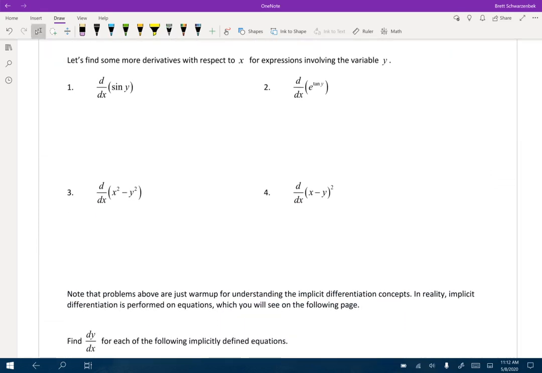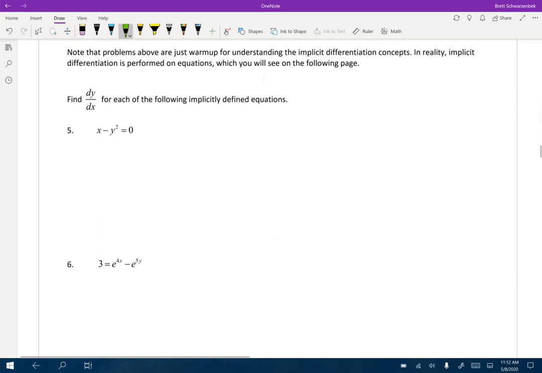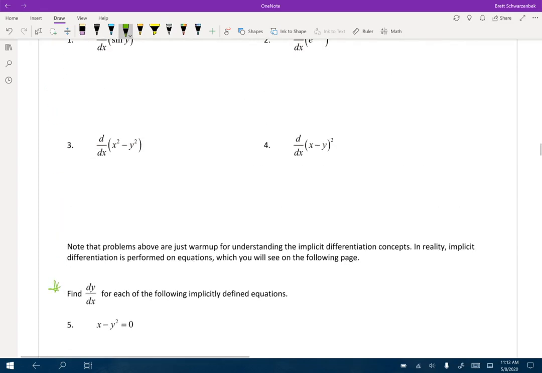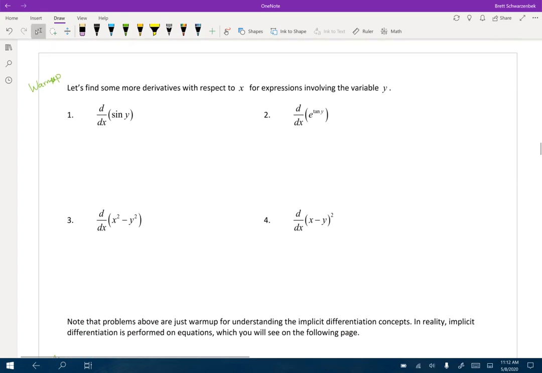Okay, so for 1 through 4, you're never going to be asked to do problems exactly like 1 through 4. I call this sort of a warm-up exercise. So what does that mean? I am going to warm you up to using implicit differentiation, but then after that, we're going to go to the problems that you would actually see in practice on exams, on labs, on homework. But I think the warm-up is very important. I've never seen another professor do this, but that's okay. I think it's important for you to see this and going through the problems and being able to do this.